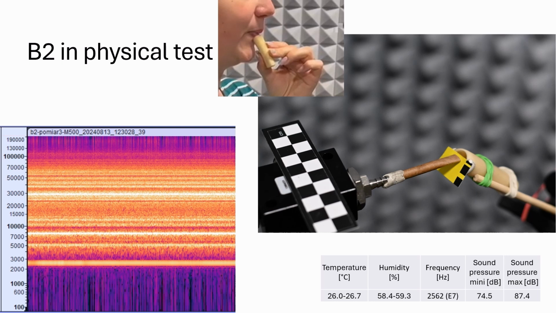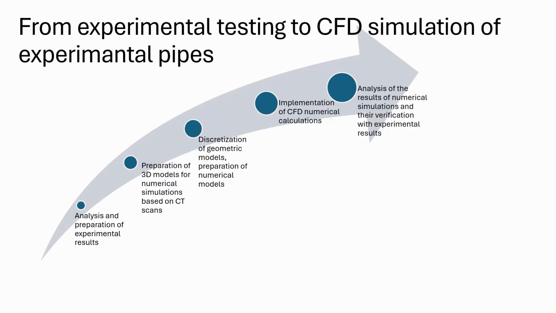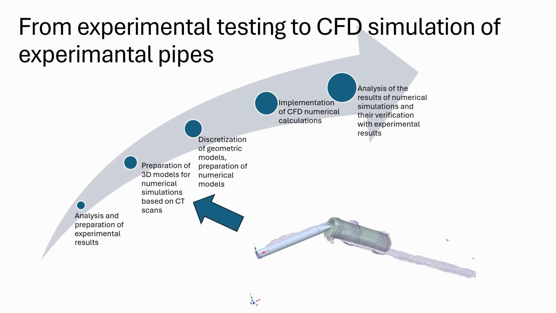In the next step, the CFD flow simulation was prepared using bone replicas of the artifacts created during the experiment. This process is visualized in the following diagram. The starting point is the analysis and preparation of experimental results presented on the previous slide. Preparation of 3D models for numerical simulation based on CT scans.